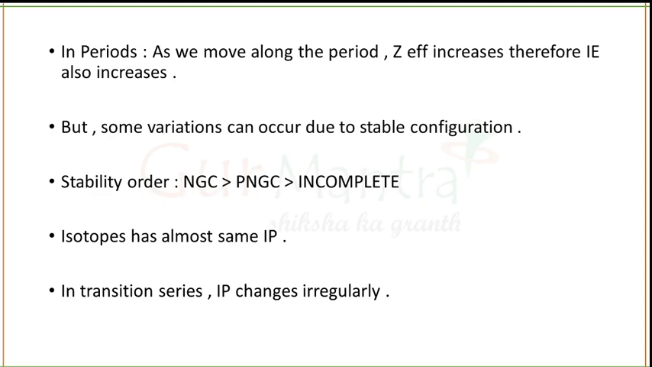The stability order for the configuration is noble gas configuration, then pseudo noble gas configuration, then incomplete octet, which means noble gas configuration is full-filled configuration, pseudo noble gas configuration means half-filled configuration, and incomplete you know very well. It is very important to note that isotopes have almost the same ionization potential or ionization enthalpy. Ionization potential is also known as ionization enthalpy or ionization energy. In transition series, in d block elements, the ionization potential changes irregularly.